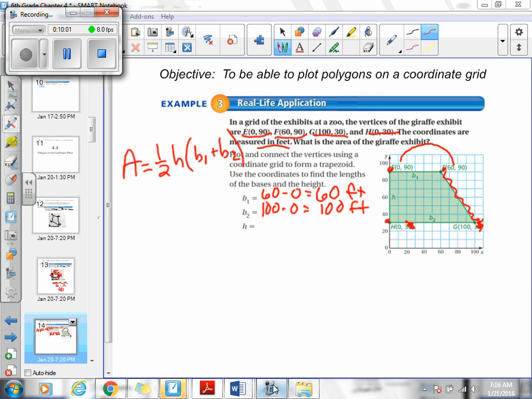The final thing we have to find is our height. Remember that this right here is not your height. If somebody measured you with a ruler, they're not going to slant the ruler to find out your height. That would give them the wrong number. So height is a straight line, a line that's perpendicular to the two bases. So for our height, what's the difference between E and H? The X number is 0, so that doesn't change. We're not going to worry about that. But we're going from 90 to 30 on the y-axis. So what's the difference between 90 and 30? 60 feet.